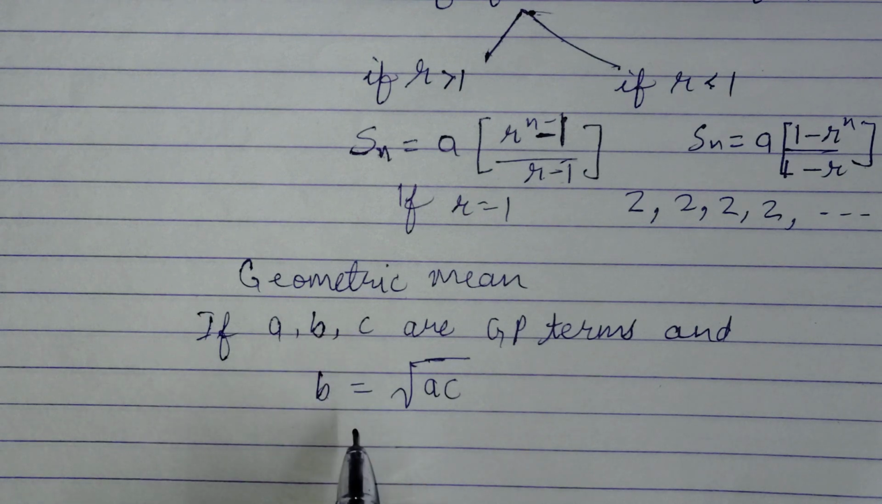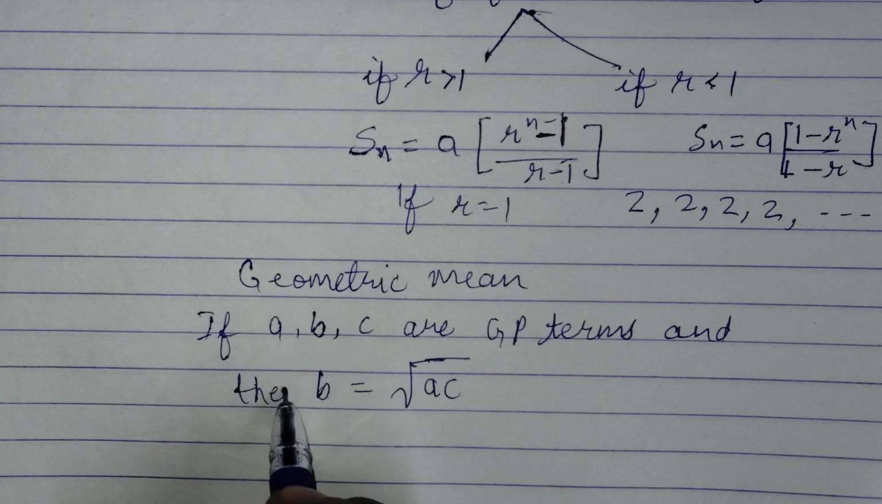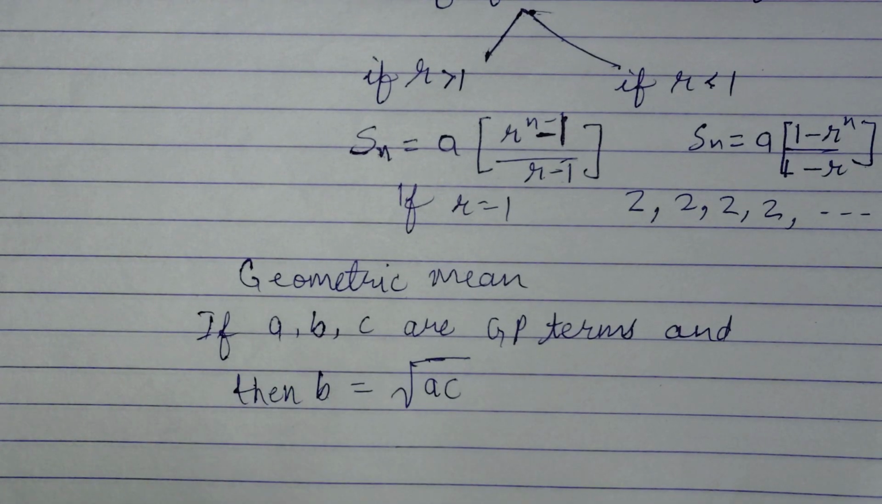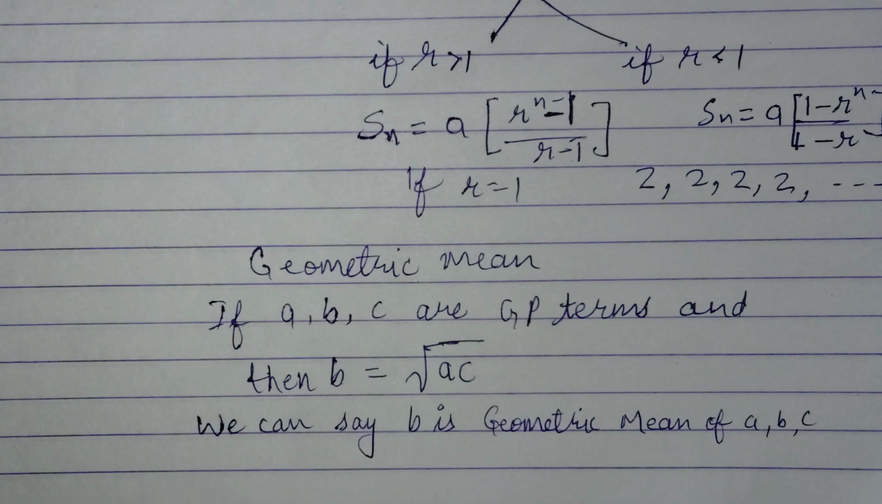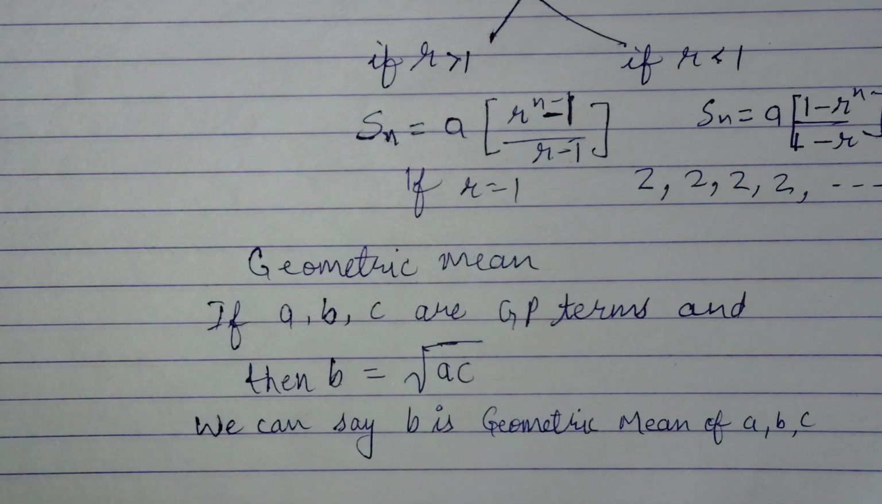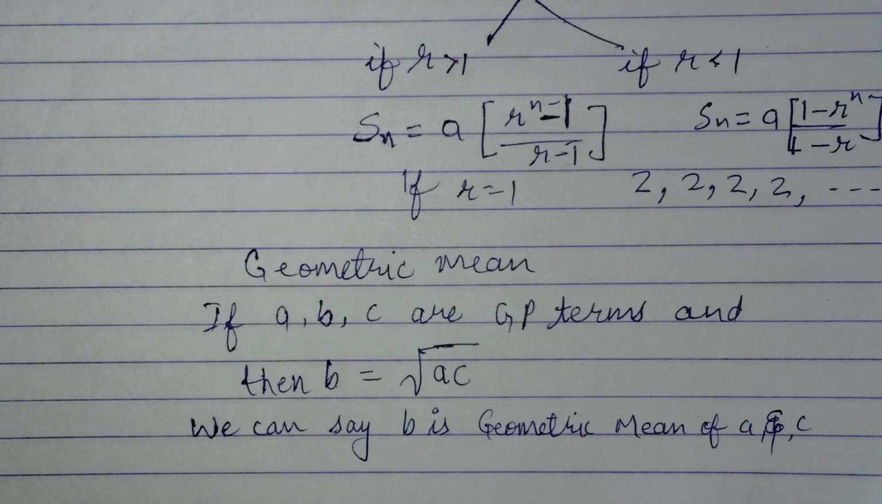So in this case, B is called the geometric mean. We can say B is the geometric mean of A and C.